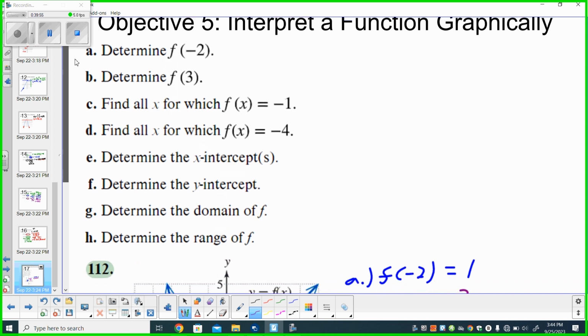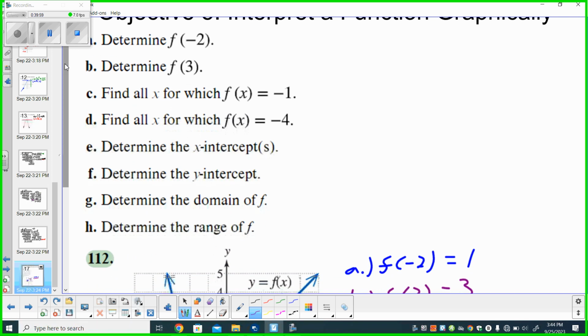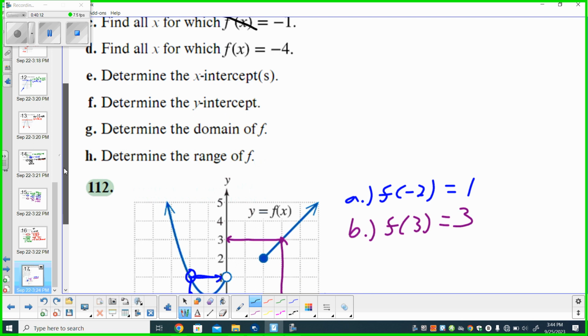Part C says find all x values for which f of x equals -1. So again, you're looking for the x value. Remember, f of x is a fancy way of saying y. I want to know all the x values in which y equals -1. That is what that question is asking.